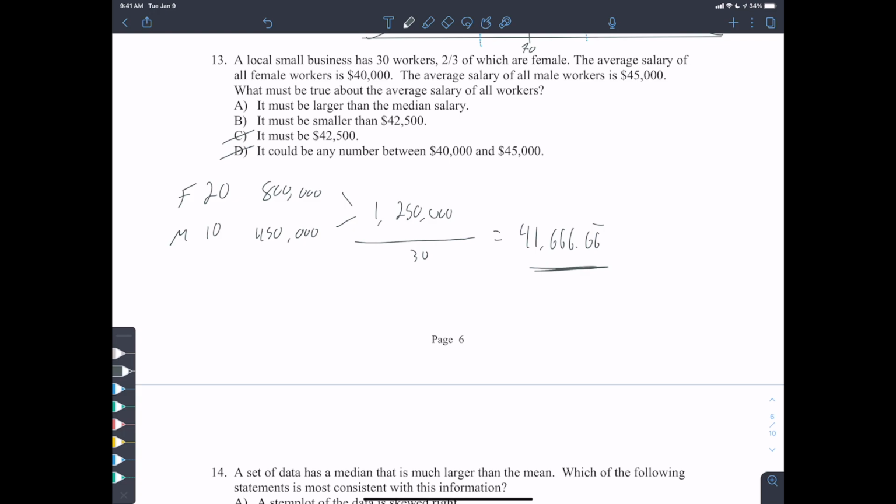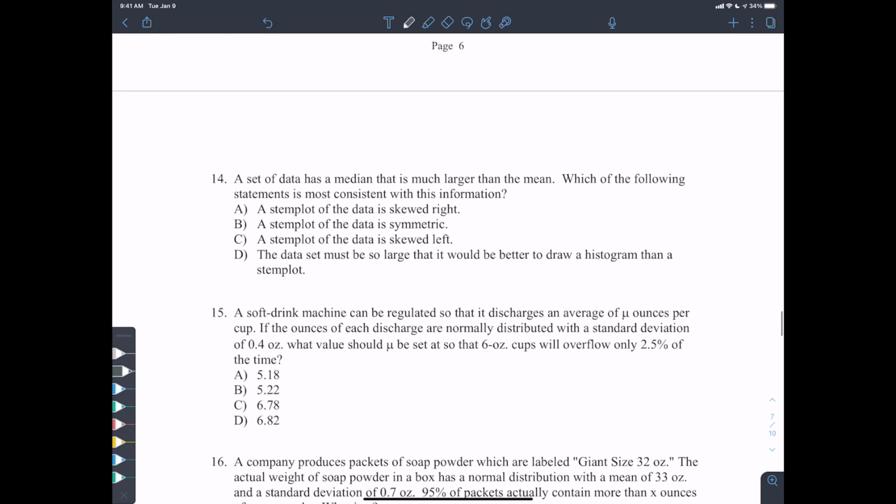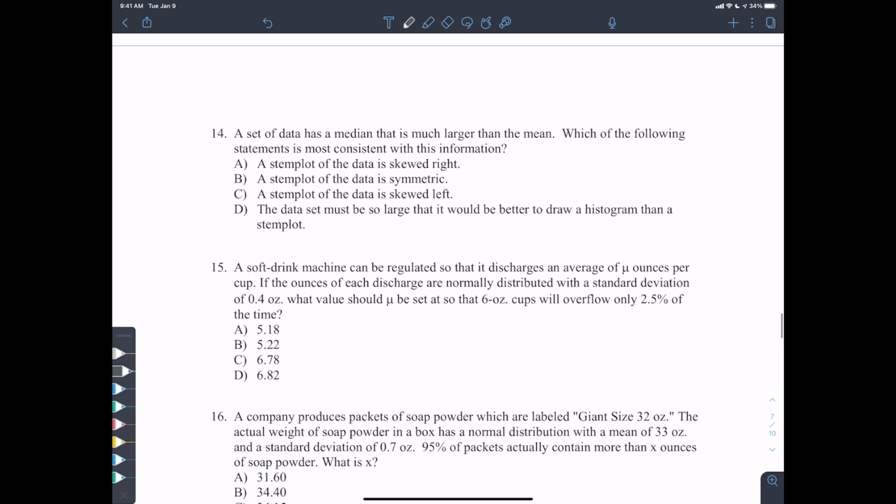What is the answer here? I don't even know. Let me check the answer key to make sure I'm doing this right. 13B. Okay, so yeah. So it's not going to be larger than the median salary. And so, I mean, we just calculated it, so the answer is just going to be B. So that's the answer to that one.